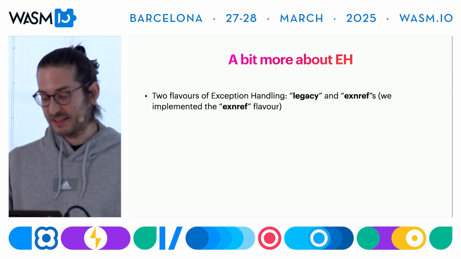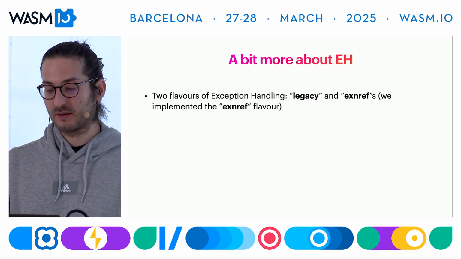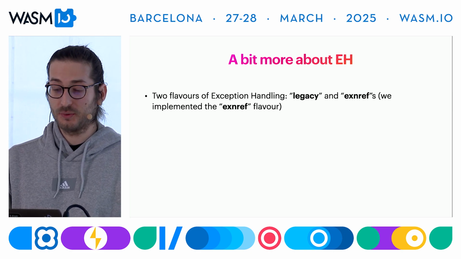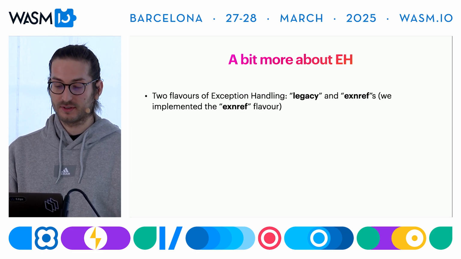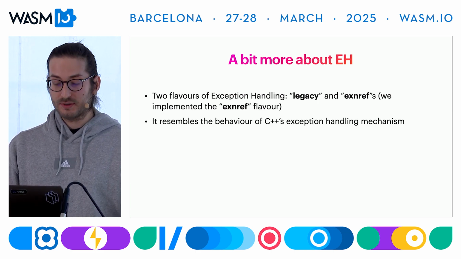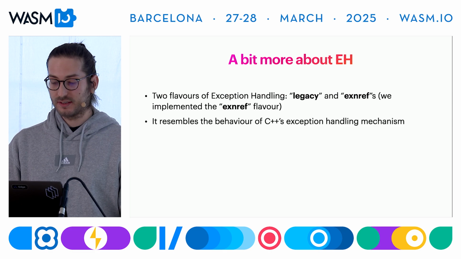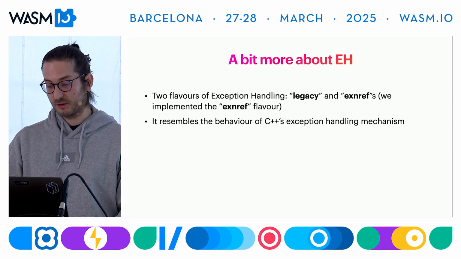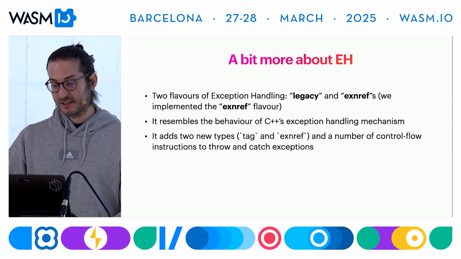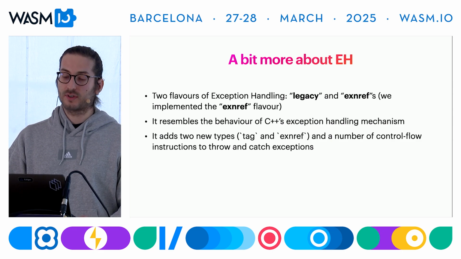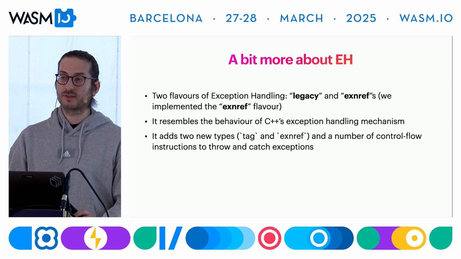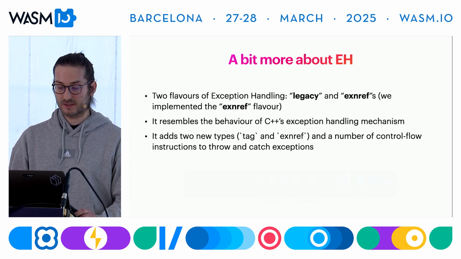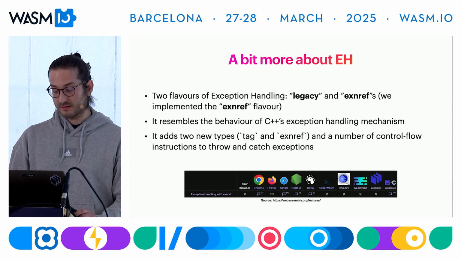But so the proposal itself comes in 2 flavors. One is the legacy one, and the new one is the exnref flavor, and we implemented this last one. In nature, it resembles the behavior of C++, the way C++ exceptions work. And in practice, it adds 2 new types, tag and exnref, and a number of control flow instructions to throw and catch exceptions.